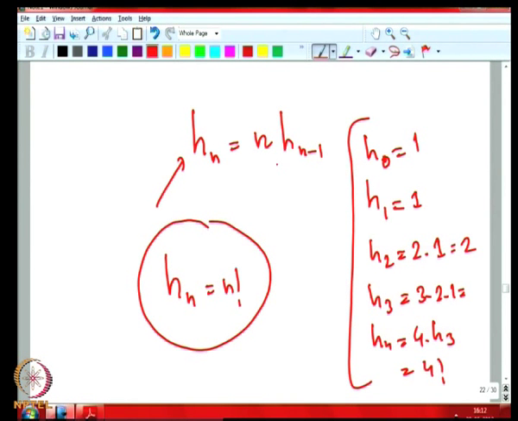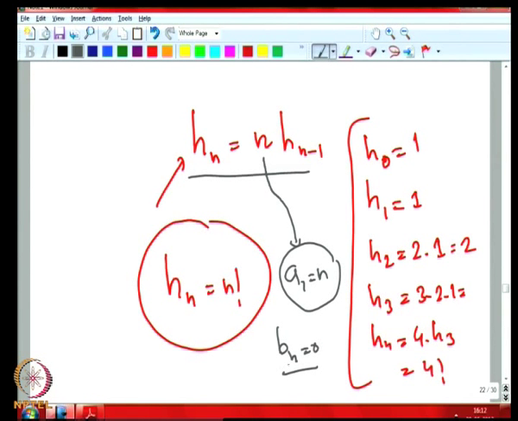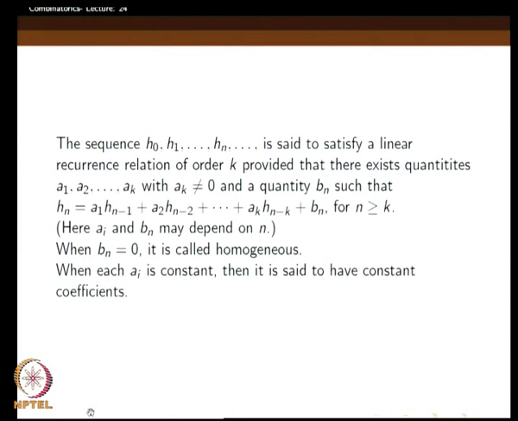So here this is also a linear recurrence relation, just that it is of first order, because there is only one previous term we are using. And this a_1 is n here, this is not a constant, it is a function of n. We do not have any b_n, so it is homogeneous of course. There are several such examples we can consider, just to make sure that the student understands the keywords. Now we quickly move on to the important thing.